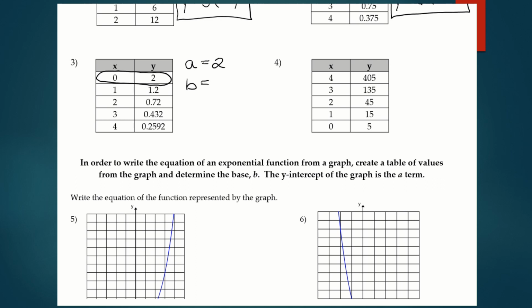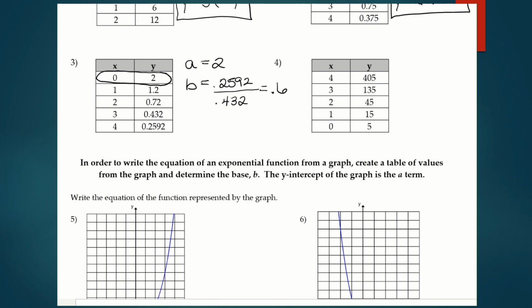So starting from the bottom and working my way up, I'm going to divide. So I'm going to start with 0.2592, and I'm going to divide that by 0.432. So plugging this into my calculator, I'm going to figure out the common ratio by doing some division. So 0.2592 divided by 0.432 gives me 0.6.